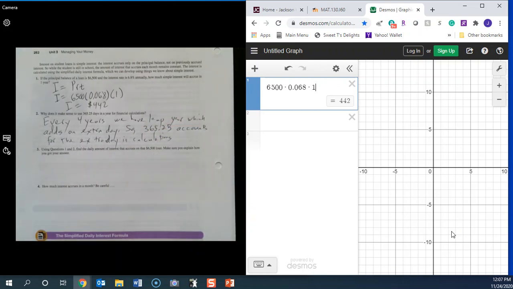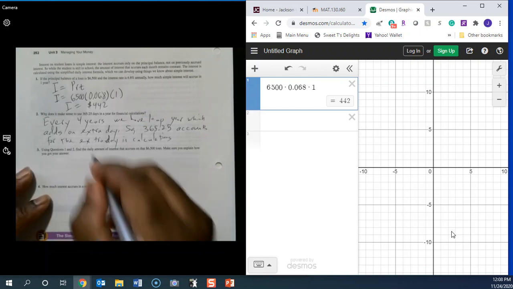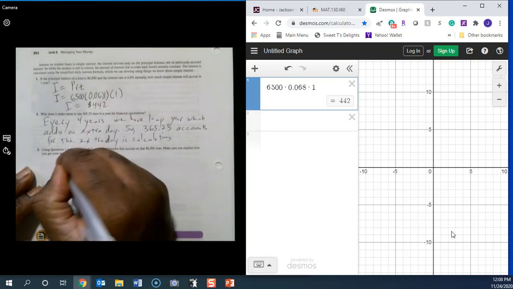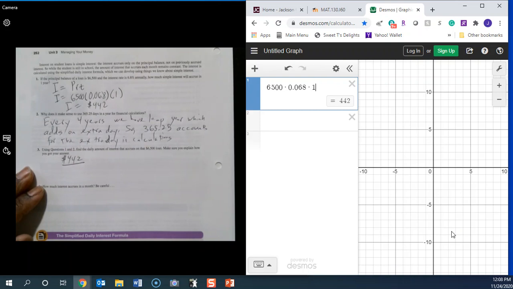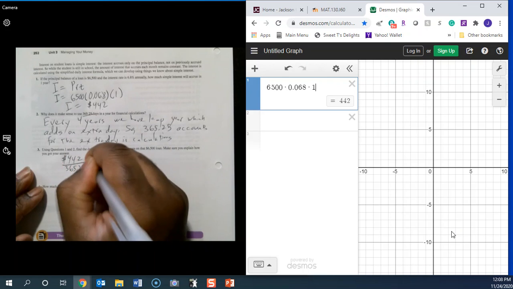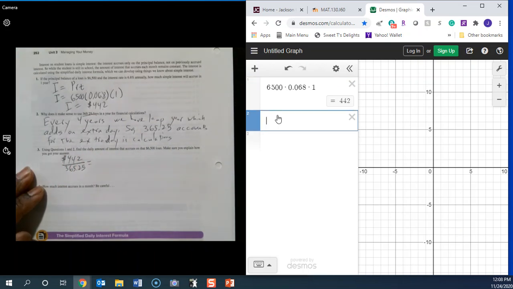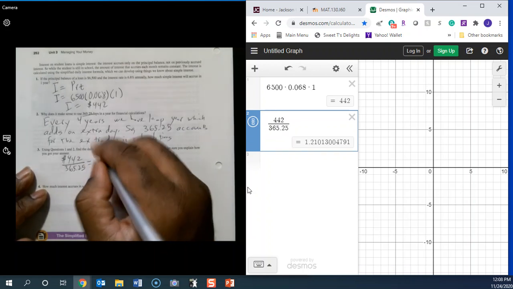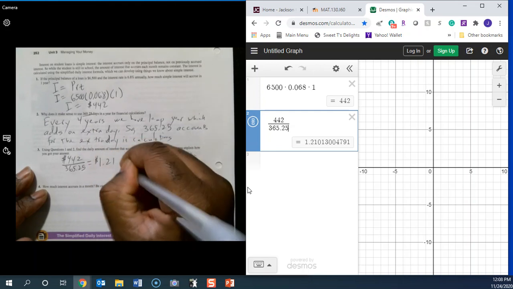Now, number 3, it says using questions 1 and 2, find the daily amount of interest that accrues on a $6,500 loan. Make sure you explain how you got your answer. So we would take the interest from a year, which is $442, and divide it by the days in a year, which is 365.25. Now we'll put that in our calculator. We have 442 divided by 365.25. And that gives us $1.21 per day.